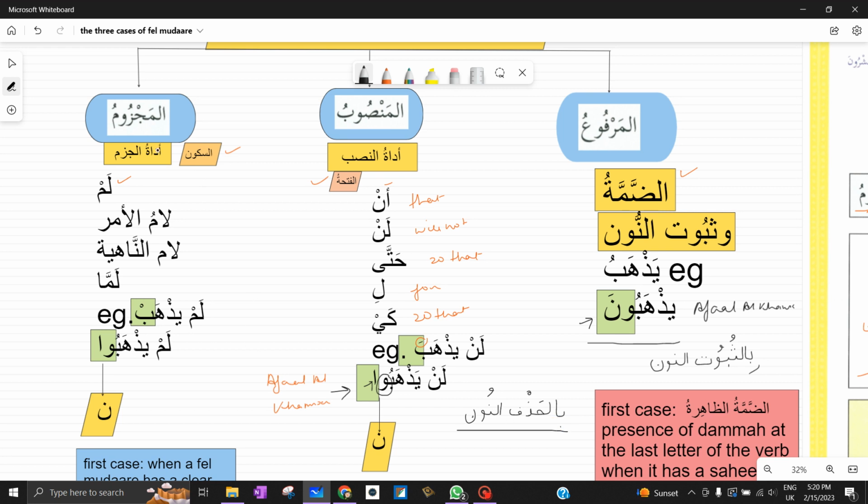Now let's come to the adatul jazm in majzoom case. As we know that we can recognize the fail with the sukoon on the last letter. And what are the adaat? Lam. Lam means did not. Lamul amr, that is la. Lamul amr is la, and it means don't. When you want to tell somebody, don't write it, don't eat it, you are commanding somebody. It is a negative command. Remember this. It is a negative command.